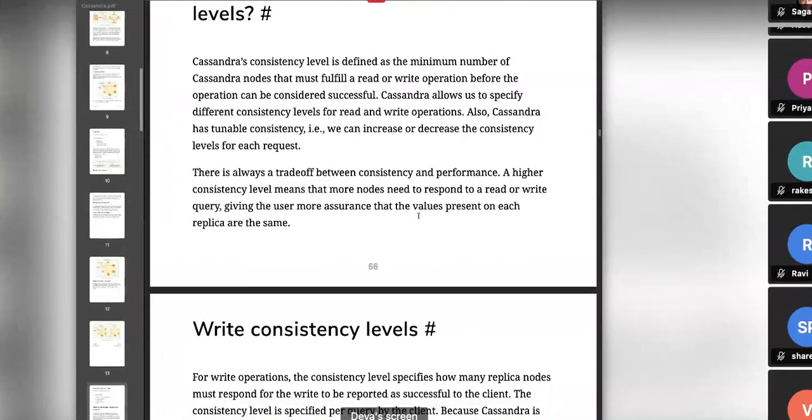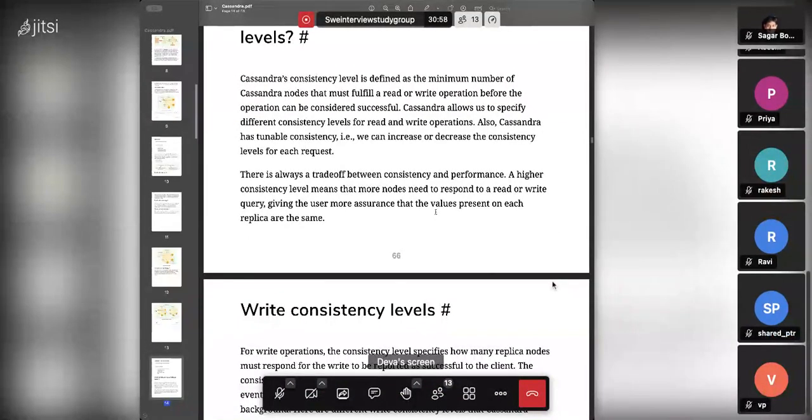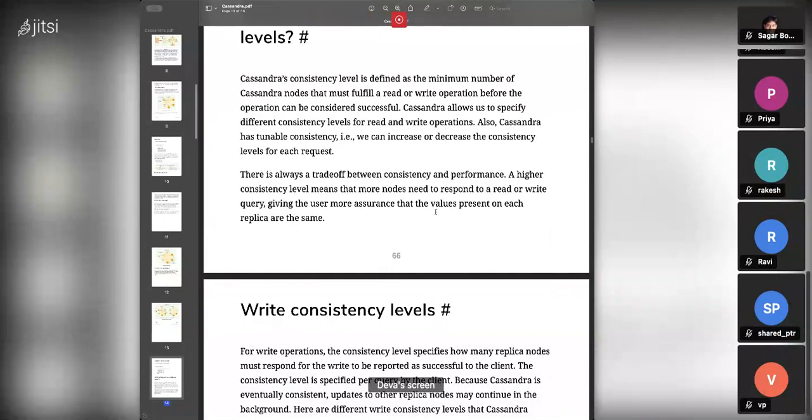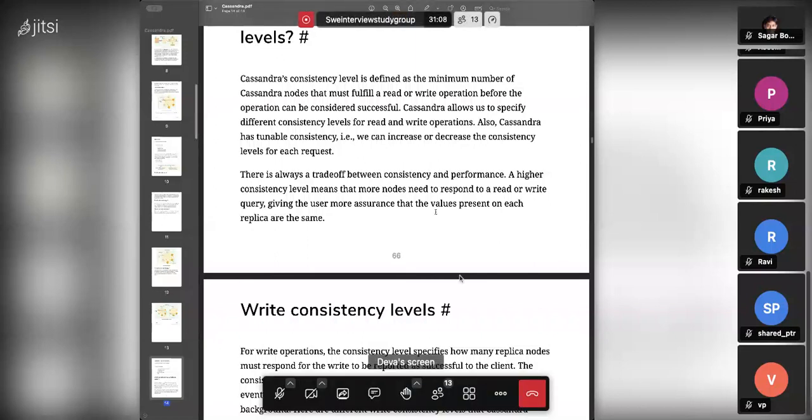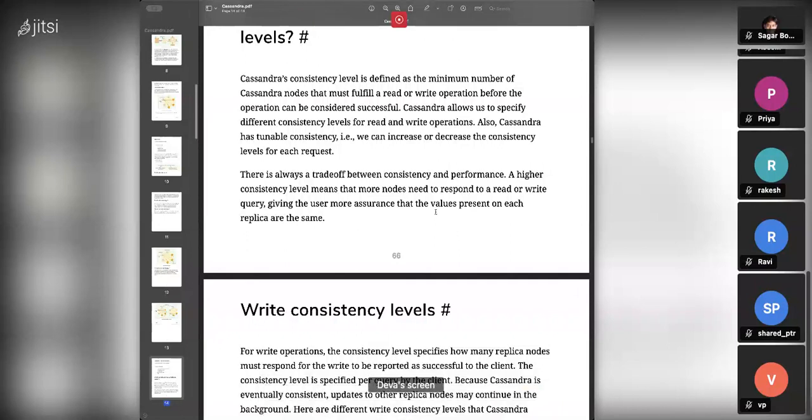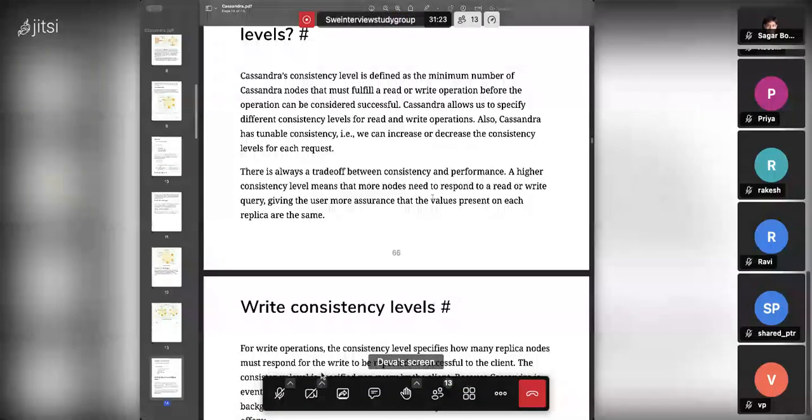Oh, this is interesting, right? Consistency is not by table, by request. So there is always a trade-off between consistency and performance. A higher consistency level means that more nodes need to respond to a read or write query, giving the user more assurance that the values present on each replica are the same.